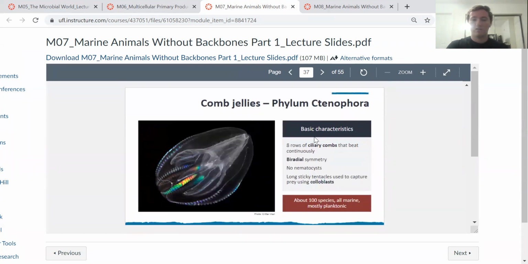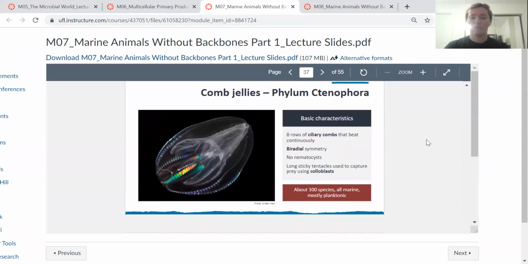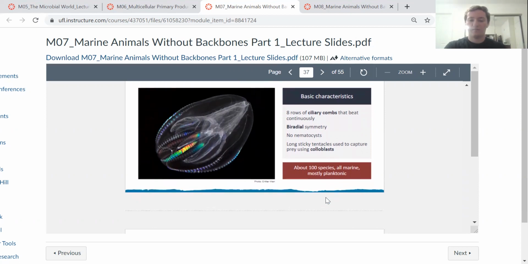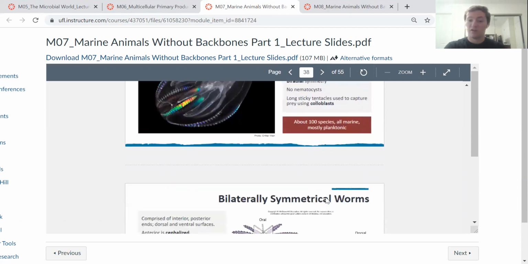So we're going to go here and talk about the ctenophores or the comb jellies. Remember, these are not actual jellyfish. And the big thing is they have those 8 rows of ciliary combs, and they have biradial symmetry. They are not radial symmetric. And then the colloblasts are the sticky parts of the tentacles used to capture prey. So that is something that is super important, and they're mostly planktonic. So we think of jellyfish as these huge things, but comb jellies, because they aren't really jellies, are not always that big.